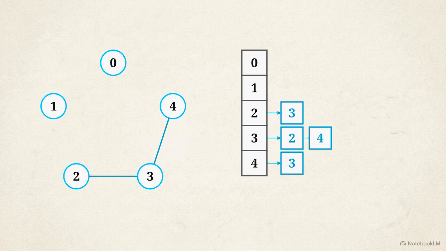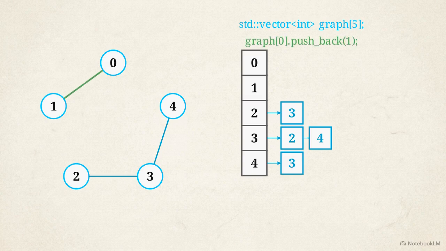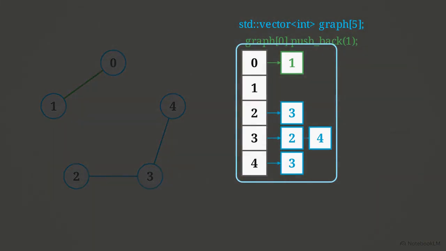Instead of a fixed grid, we build an array where each index represents a vertex, and that index holds a dynamic list storing only its direct neighbors. In C++, we implement this using a vector of integers. To connect node 0 to node 1, we use the push_back command to append node 1 directly to node 0's vector. We allocate memory strictly when a connection actually exists.